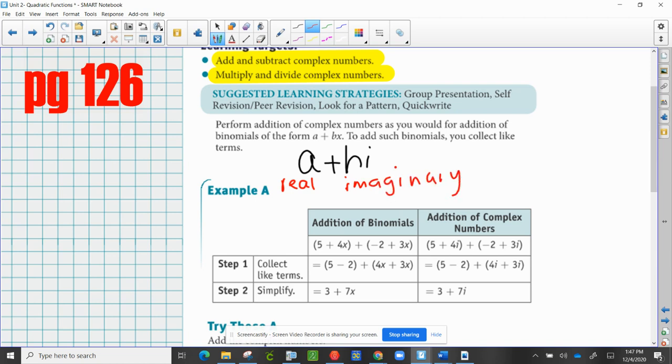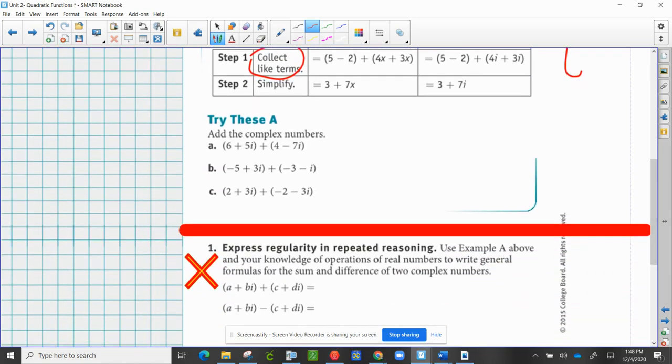Okay. So if we're adding and subtracting complex numbers, all we're really doing is combining like terms. You're going to combine the real parts together and the imaginary parts together. So you can think of the i kind of like a variable, just like you would with x's and constants, it's the same thing. So let's look at these examples, A, B, and C.